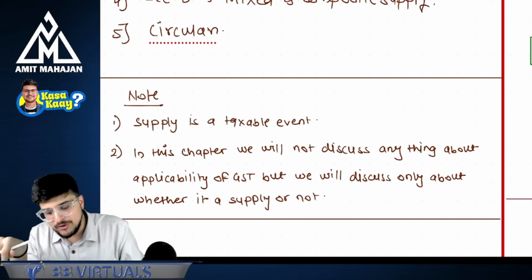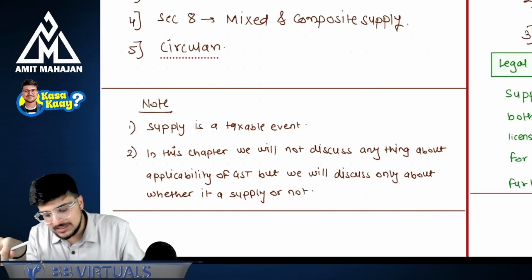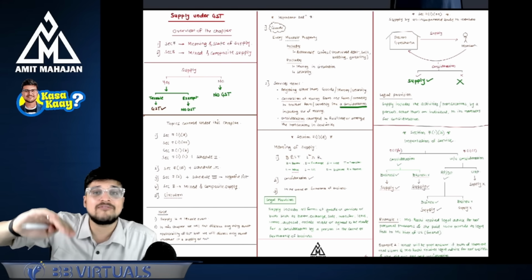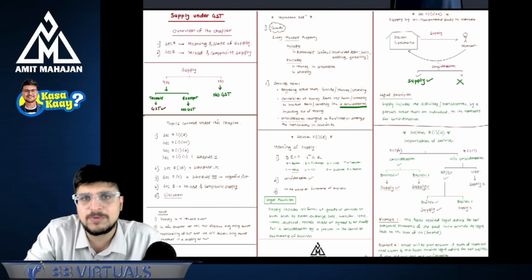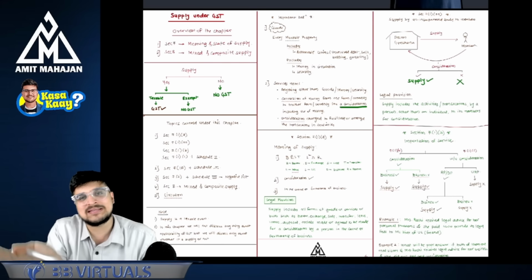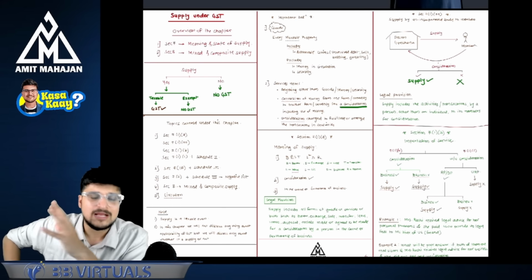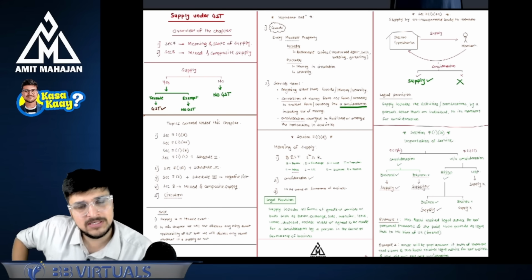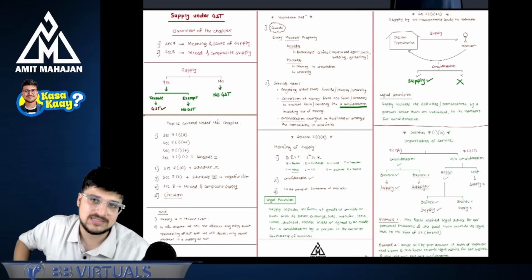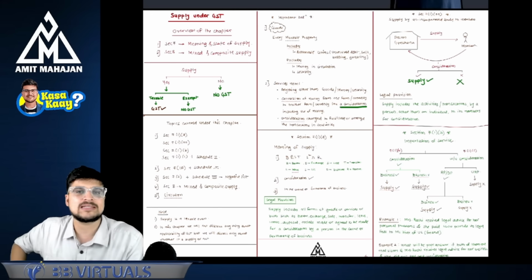Now, sir, which notes are you using? I'm using these notes where I have summarized the entire chapter in a few pages, but these notes have certain examples also. So this PDF has 7 pages, but it has examples also. If you remove the examples, you will find the main content of only 3 pages. And within 3 pages, we have covered the entire supply under GST. But we will do this supply chapter in the most detailed manner.